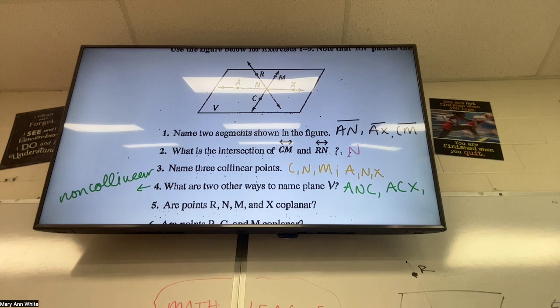But if I have another straight plane, it could come out from the board like this. Do you see how all three of those points are on this piece of paper? If I had it at an angle, it's that piece of paper. It's this one right here. That doesn't make one special plane. It makes an infinite amount of planes. So when you name a plane, I need three non-collinear points.